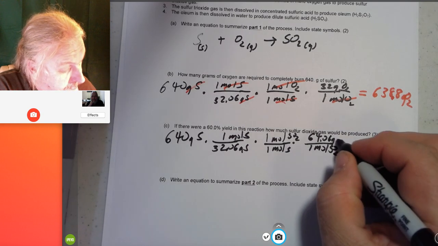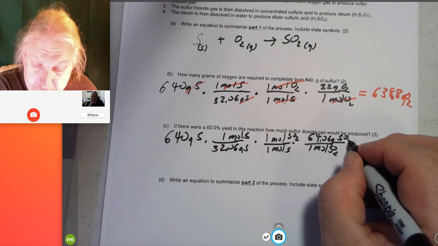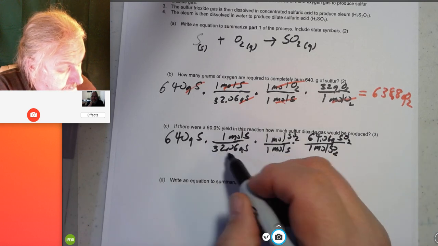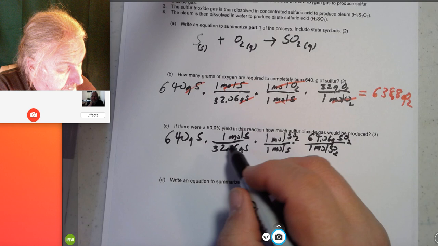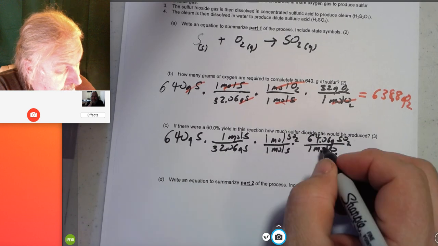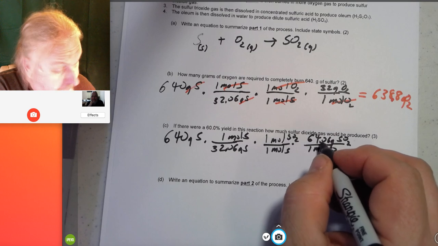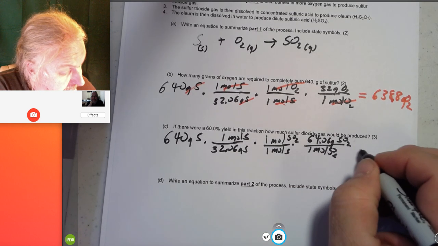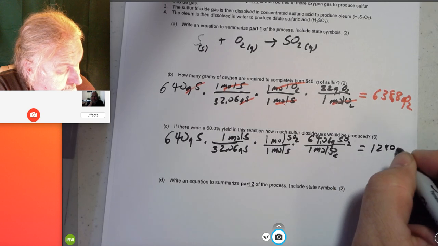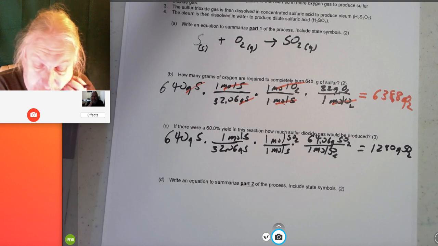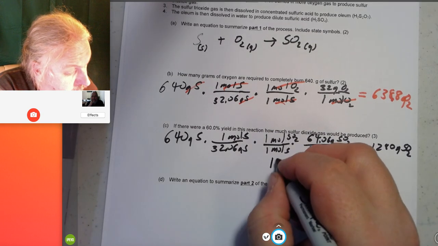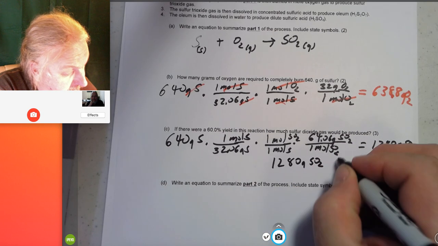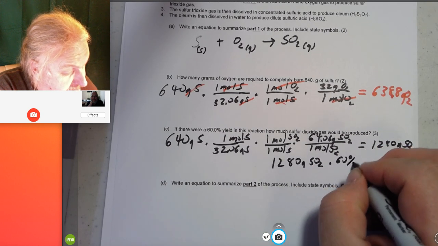All right. So that's going to give me the mass of SO2. And I do my little multiplication, and I come up with 1280 grams of SO2. So I need to have a 60% yield. If I take 1280 grams of SO2 and multiply it by 60%, or 0.60, I come up with 768 grams of SO2 because it was only a 60% yield.